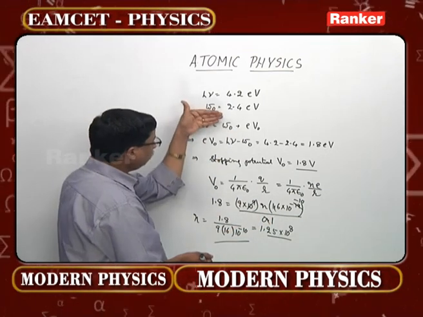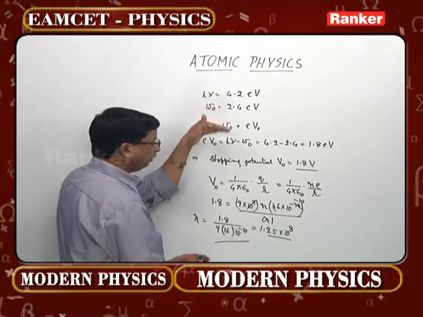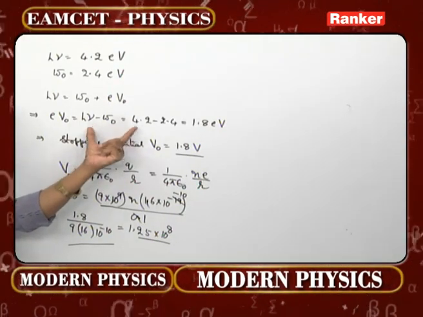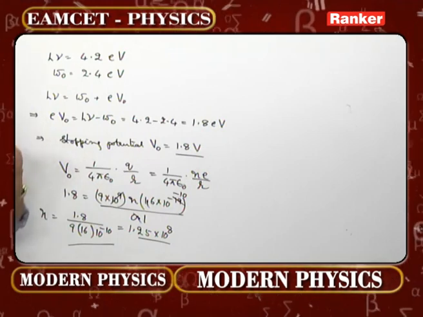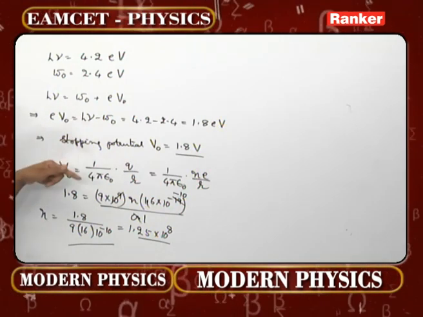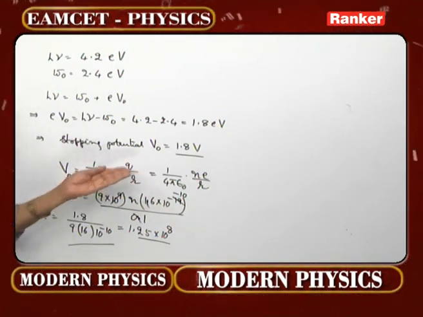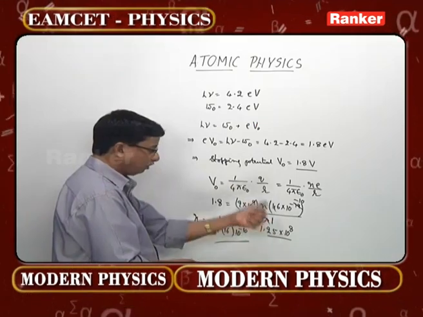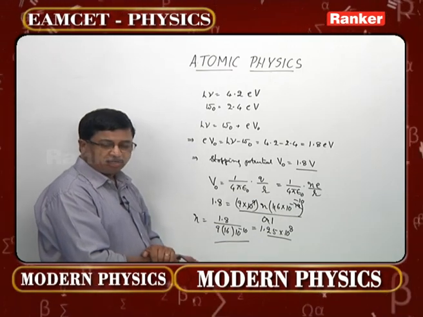But look at how that personality has given a linked-up question. This is from photoelectric emission, and this equation is from electrostatics. He has linked this chapter with electrostatics in one of the recently completed EAMCET examinations. That means, just 2 years back, he asked the same question there. Look at the next number, please.